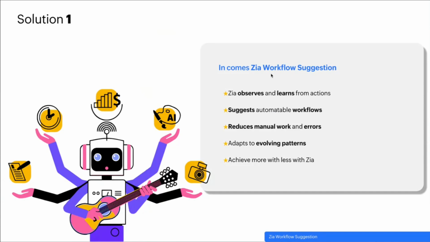Moreover, Zia's recommendations are not static. They evolve as your actions change, making sure that you get the most relevant suggestions for workflow automation. With Zia, your team can achieve more with less.